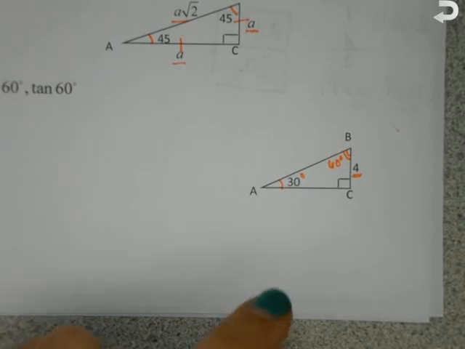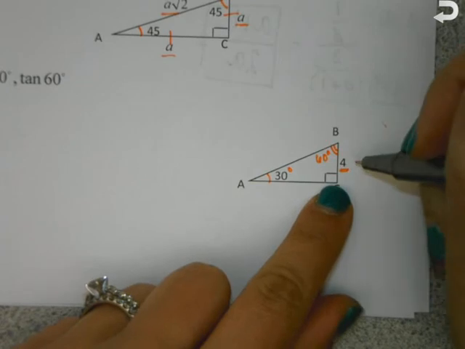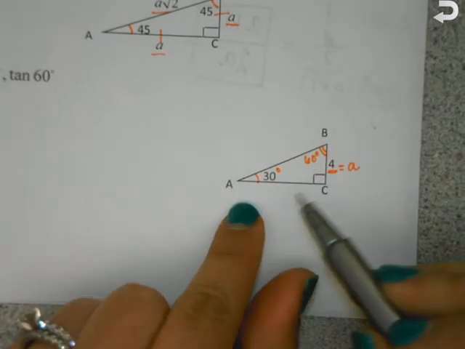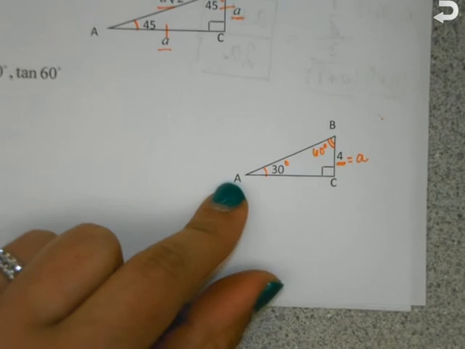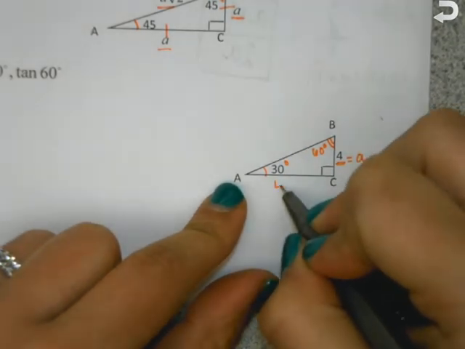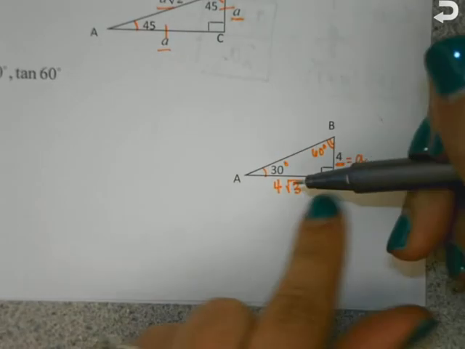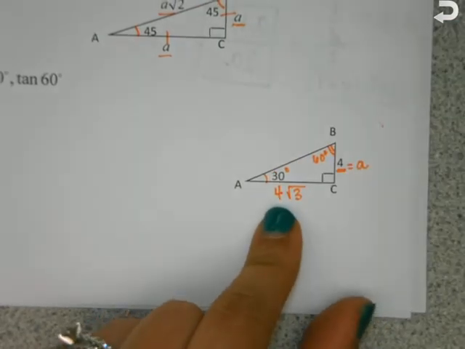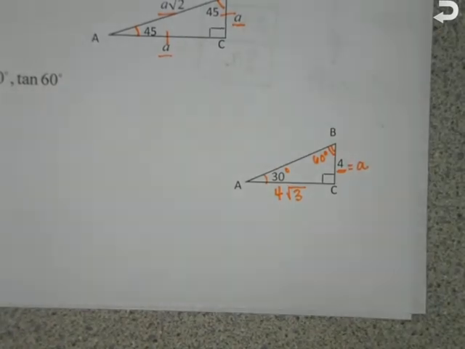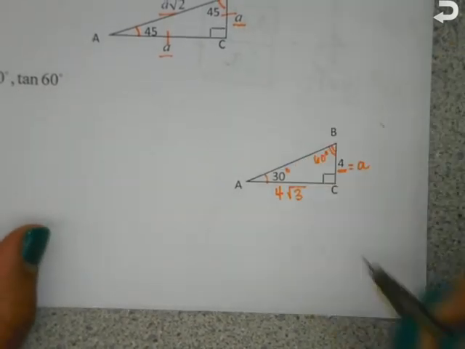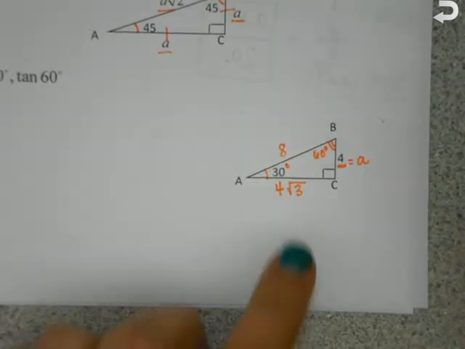Okay, so the side length across from the 30 degrees, that's our A, right? And we know that it's 4. I gave it to you. So what would AC be? 4 root 3. So we just take A and multiply it by root 3. The hypotenuse we said on our generic triangle is 2A, so what would AB be? 8. Okay, so you should have all of the sides of the triangle labeled.